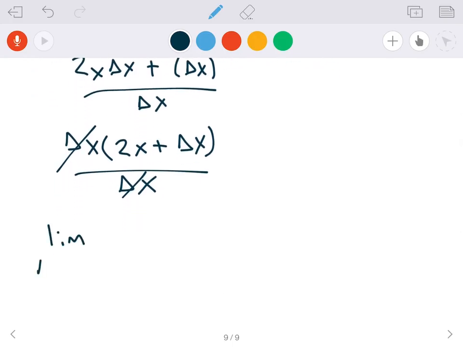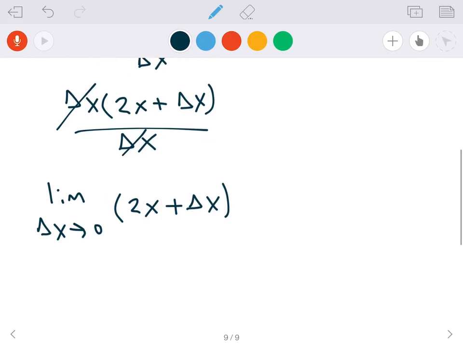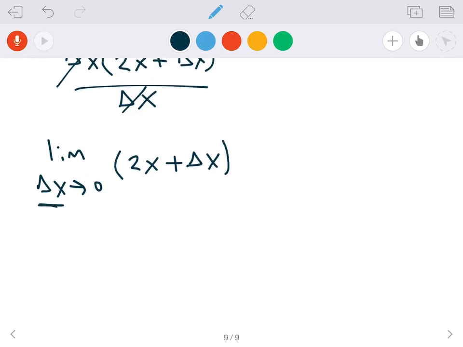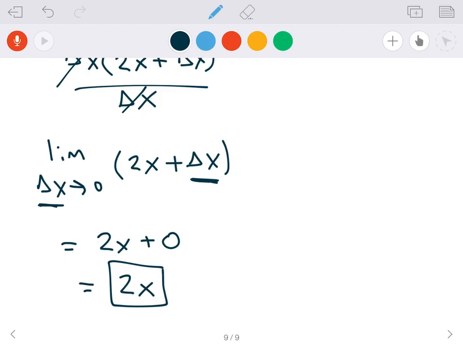This is the limit as delta x approaches 0 of 2x plus delta x. And now I'm going to do direct substitution. Notice that this is delta x. That means only delta x gets replaced with 0. So when I do direct substitution, I get 2x plus 0, and that simplifies nicely to 2x. Do a couple of those, and I hope you'll notice some patterns that'll help you going into the next unit.